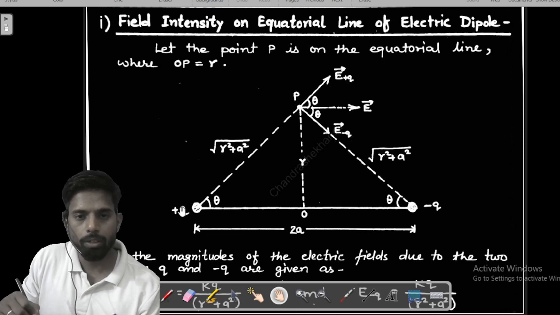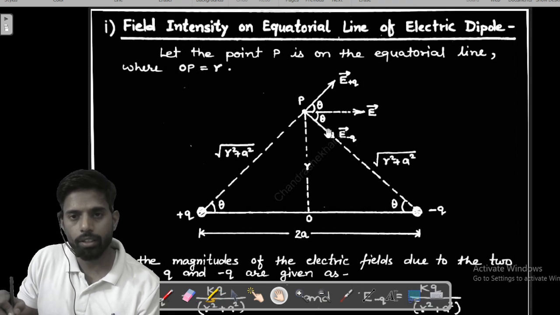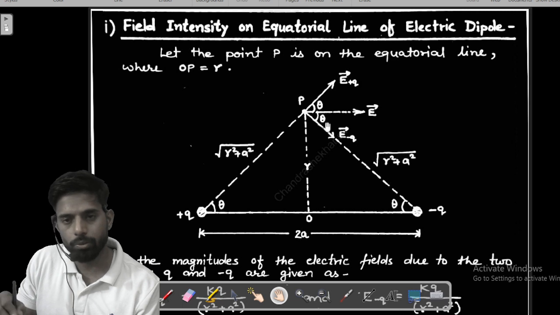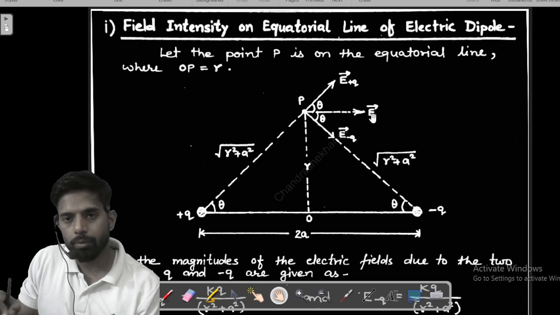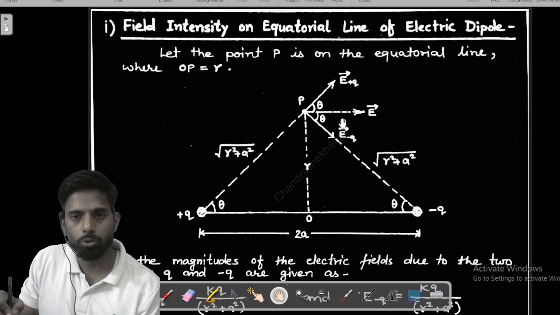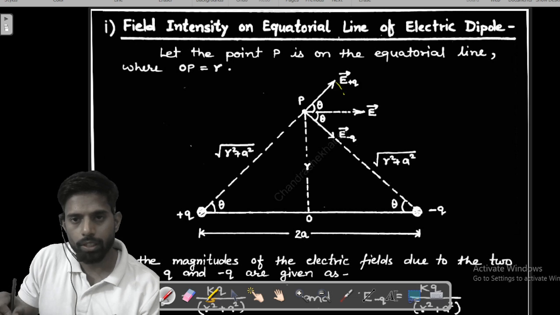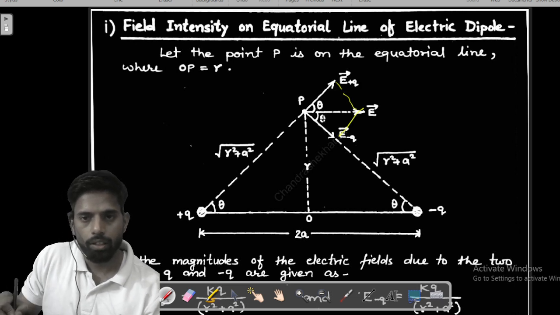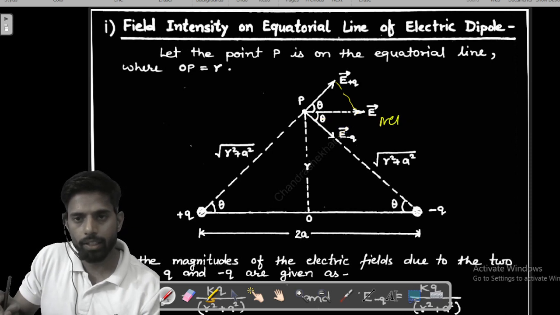So plus charge will form an electric field in the outward direction. This is E due to plus q charge, and minus q charge will attract, so it will make an electric field in this way. So this is the electric field due to plus q, this is the electric field due to minus q. So where is the net electric field? It will lie at the center, because both magnitudes are the same, both distances are the same. That's why if we apply the parallelogram law, we'll get the diagonal in this way. This is the direction of net electric field, so this represents the net electric field.